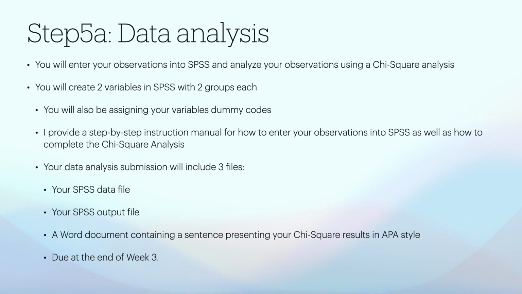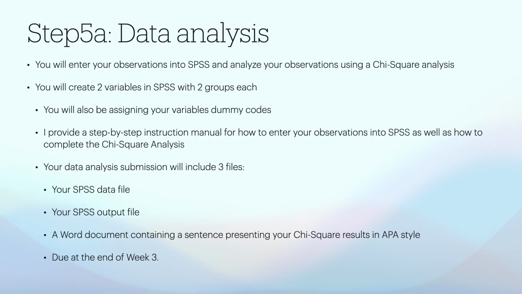So step 5 is broken down into 2 steps. Step 5A is the data analysis step. So now you've already gone out into the real world and collected your data. Your next step is to enter your observations into SPSS and analyze them using a chi-square analysis. To do this, you will create a new data set. You'll create 2 variables in SPSS with 2 groups each. You will also be assigning your variables dummy codes.